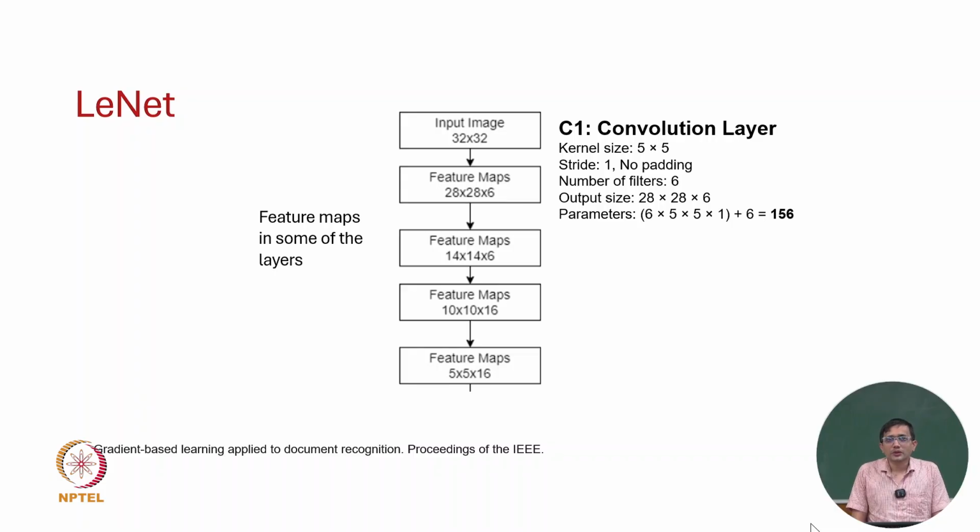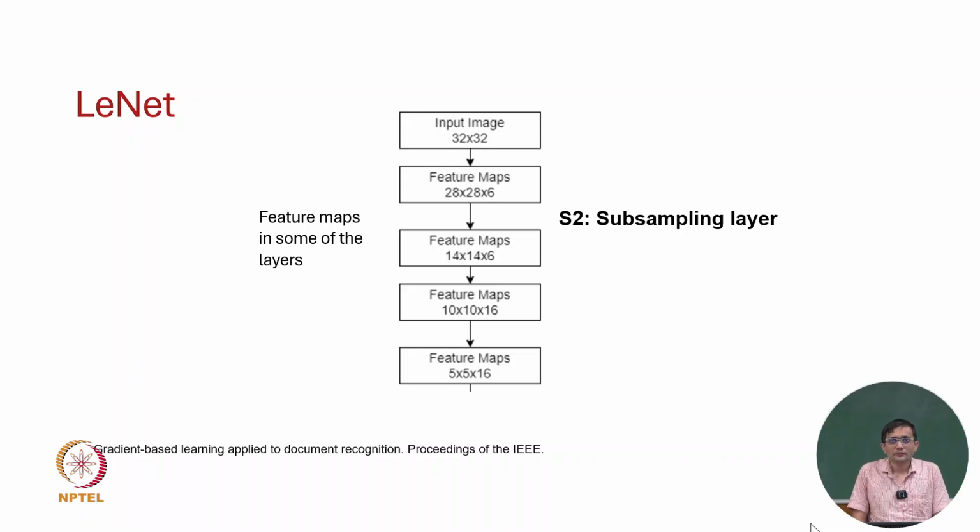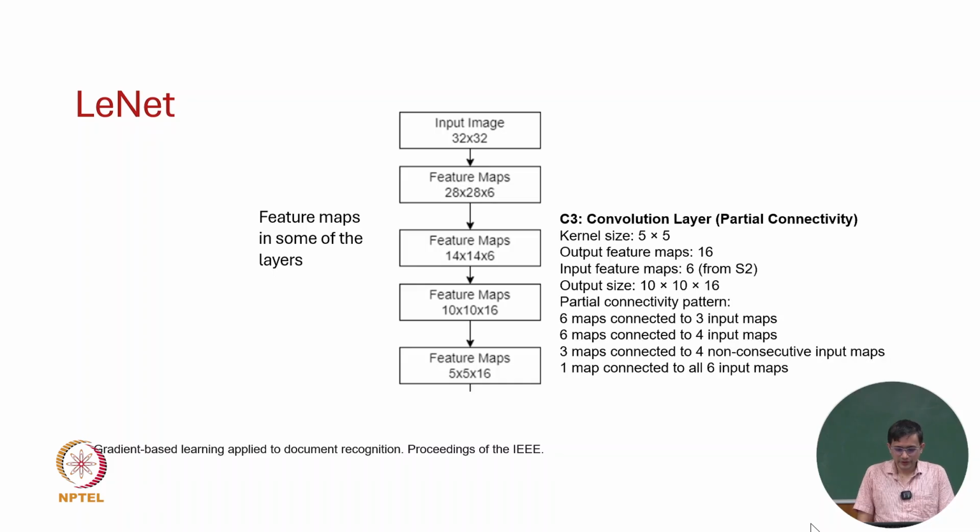The next level of progression happens with a subsampling layer, a variant of average pooling, and we are getting a 14 cross 14 cross 6 feature map. So we see that the number of feature maps is not changing at this stage. And from here, we are now moving to 10 cross 10 cross 16 feature maps.